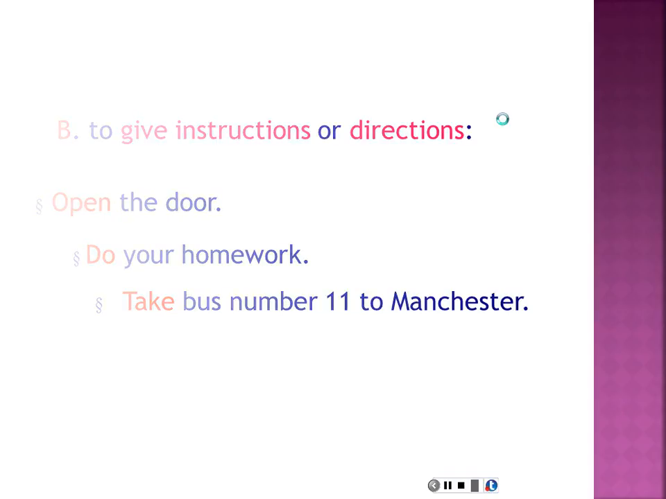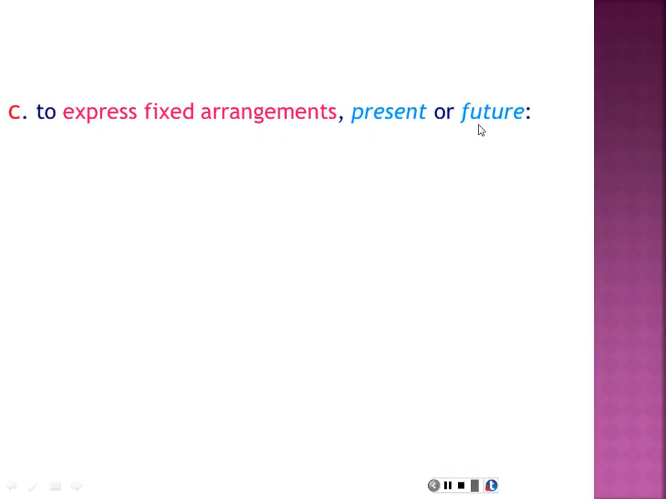Let's continue with the present simple. We have lots of details about the present simple and the ways of using this tense. Another use for this tense, we use it to express fixed arrangements. What does it mean, fixed arrangements? Arrangements in the present or future. Let's see the example, then we will explain.